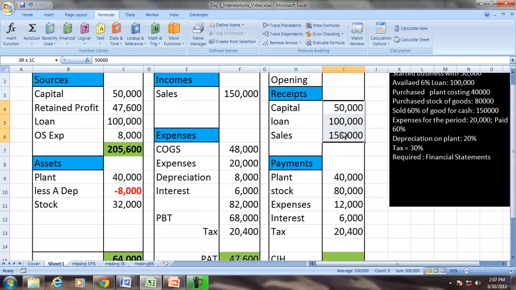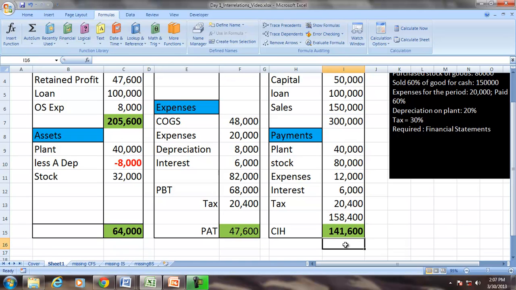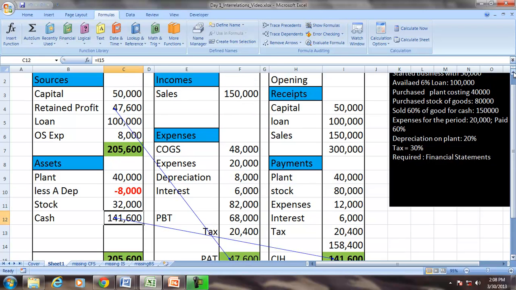Then we can find the cash in hand. Cash in hand is equal to cash available minus the cash payments. So in this case, cash in hand is 300,000 minus 154,000, and cash in hand will be an asset shown on the balance sheet. So the two important items on the balance sheet, that is the retained profit and the cash in hand, come from the income statement and the cash flow statement respectively.